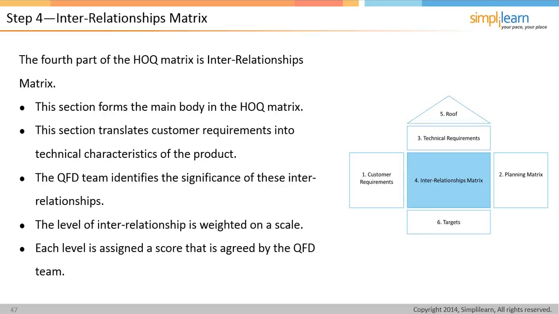The fourth part of the House of Quality would be the interrelationships matrix. So this is the main body of the House of Quality matrix, to translate customer requirements into technical characteristics of the product. The QFD team identifies the significance of these interrelationships. The level of interrelationships is weighted on a scale, and each level is assigned a score that is agreed by the QFD team or the project team.